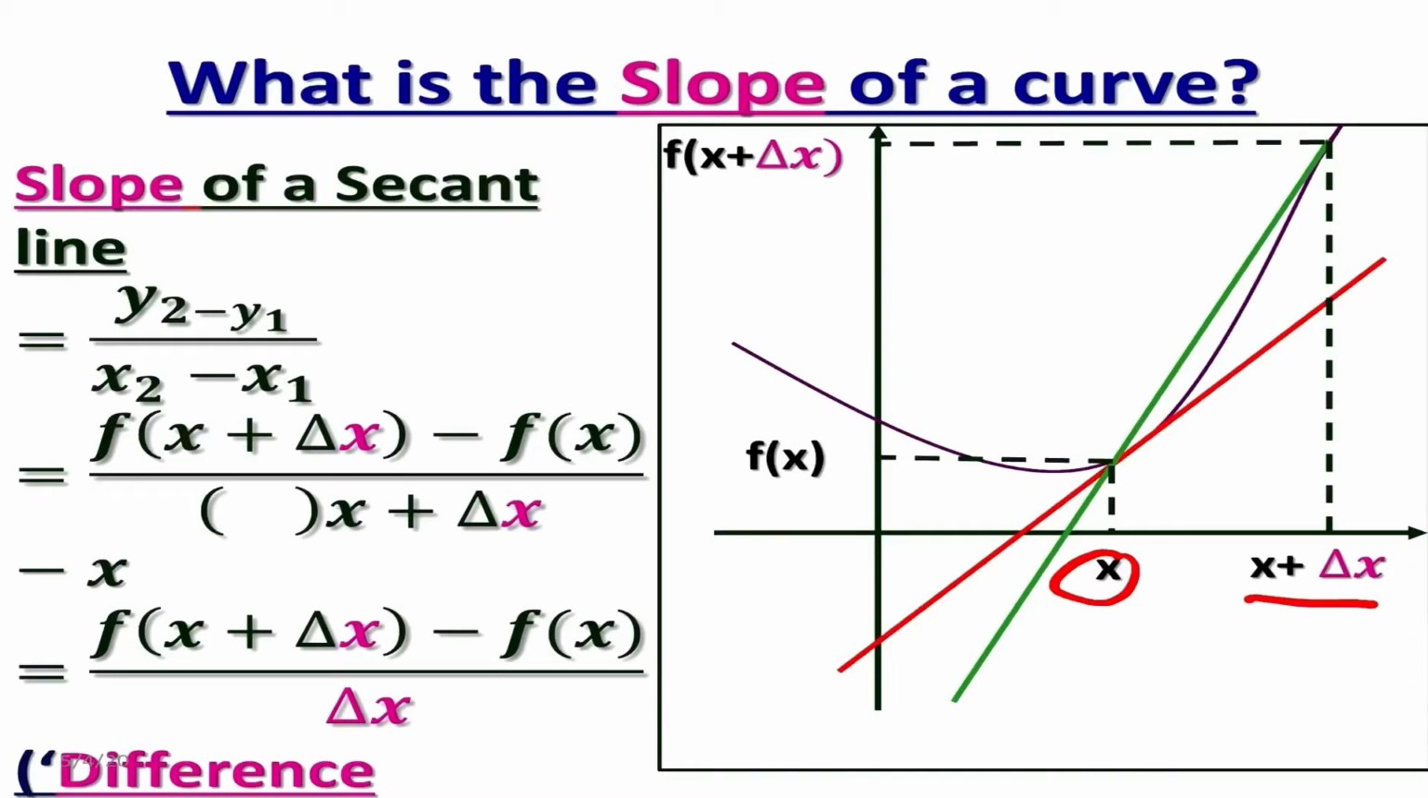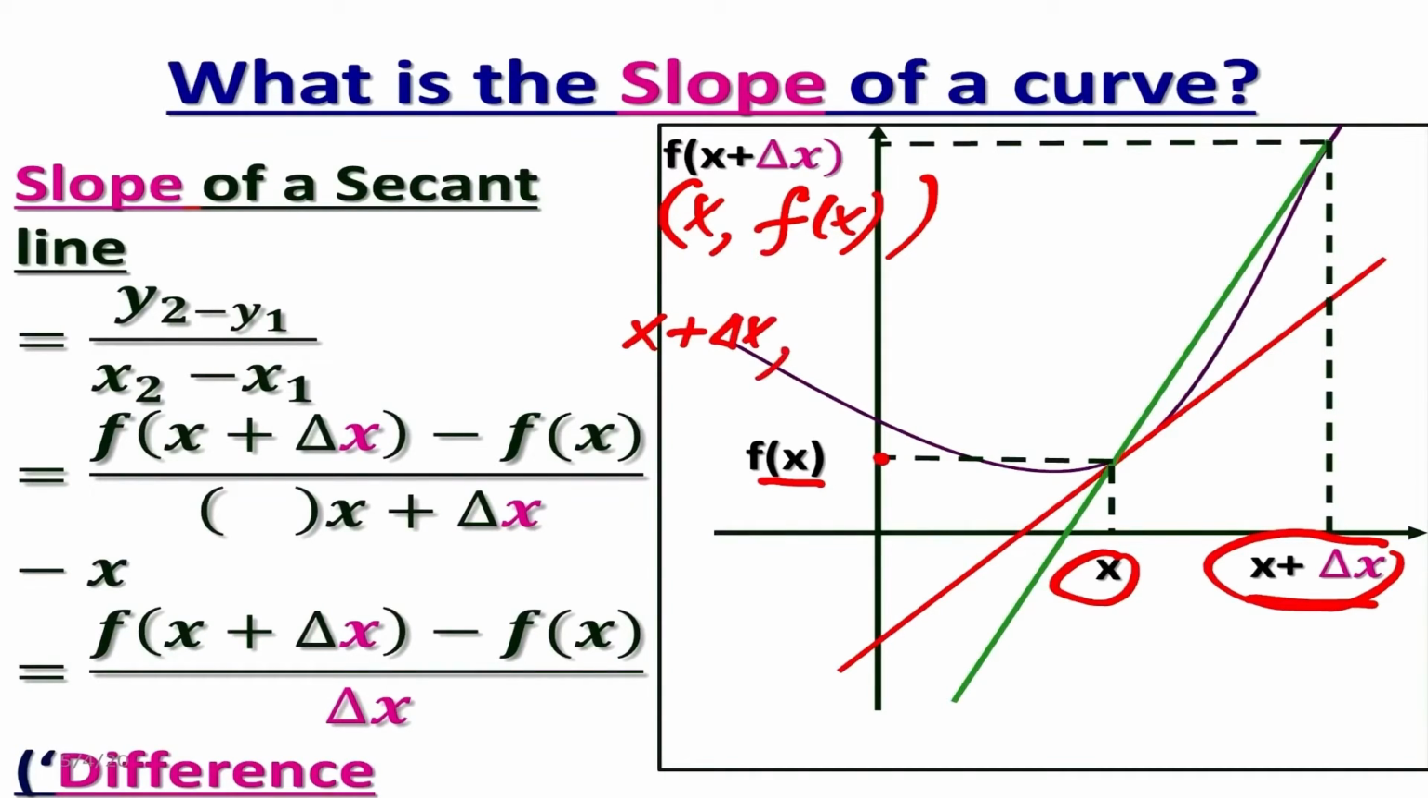All we want to do is find the difference between y's over the difference between x's. So we need to find the corresponding y values. For the point x, the corresponding y is going to be f of x. So we have x and f of x. Now for x plus delta x, the corresponding value is going to be not f of x, but f of x plus delta x. So that's our 2 points. So let's find the slope between them.